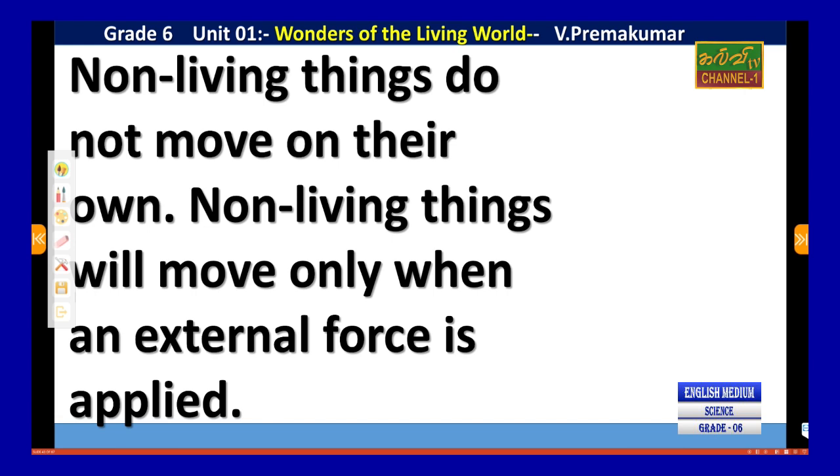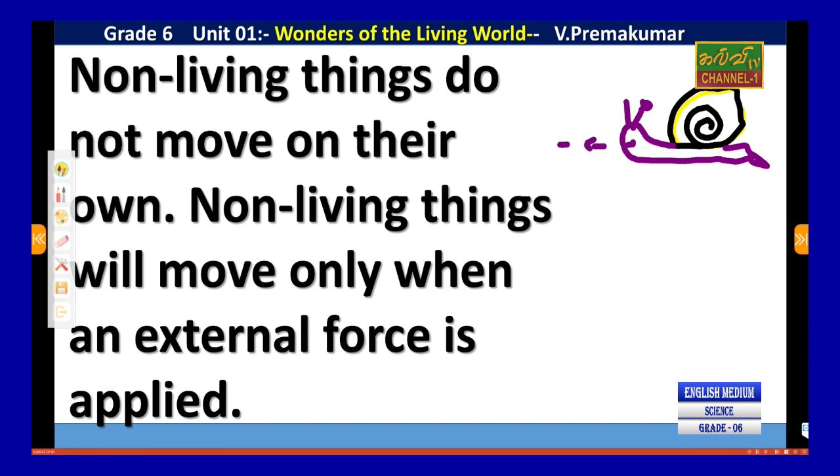Say, for example, a snail. A snail can show some movement from one place to another place. It can show its own movement.